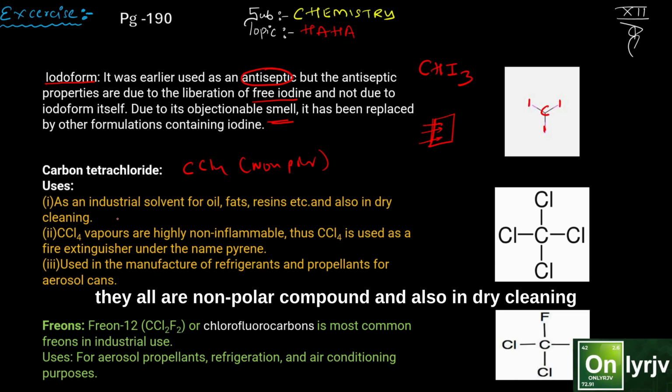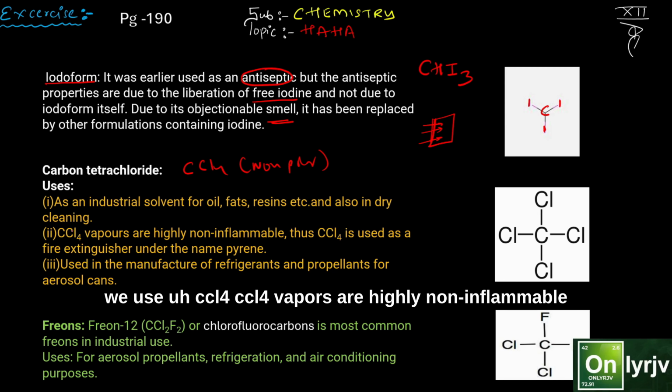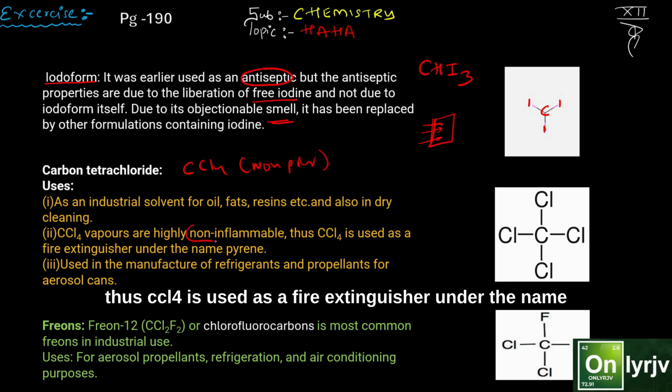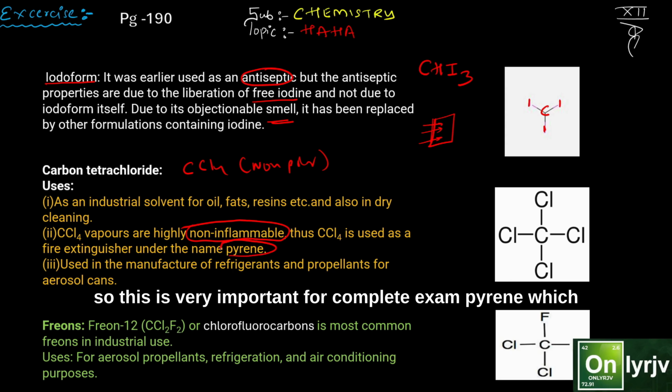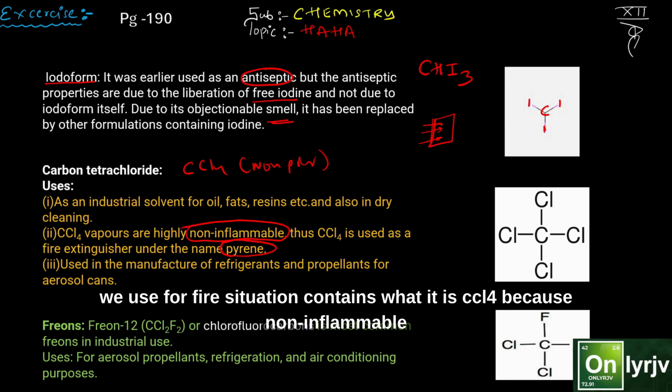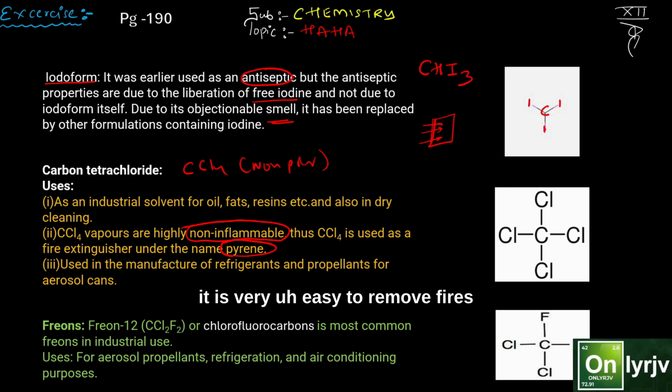Also, in dry cleaning we use CCl4. CCl4 vapors are highly non-inflammable. Thus CCl4 is used as a fire extinguisher under the name pyrene. This is very important for competitive exams. Pyrene, which we use for fire extinguishing, contains what? It is CCl4 because it is non-inflammable. It is very easy to remove fires with it.